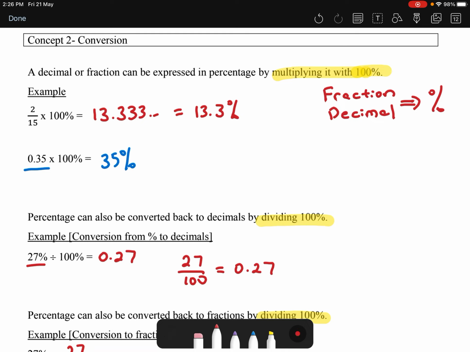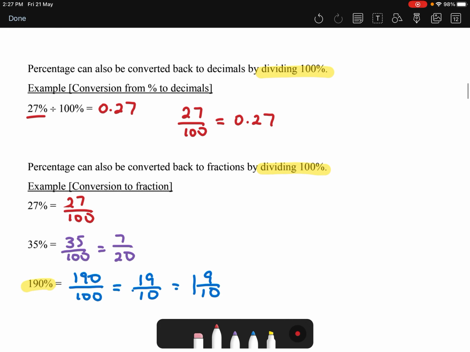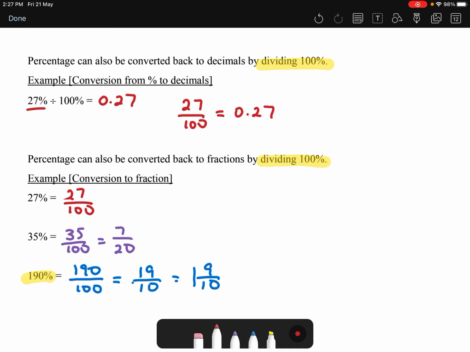Let's say for example number 1, 2 over 15 times 100%, you get 13.3%. If I have a decimal, something like 0.35, you multiply by 100%, you'll get 35%. Of course, I can convert my fraction and decimal to percentage, and I can also convert my percentage back to fraction or decimal. It's just like a reverse, right? Just now I multiply by 100%, now I divide by 100%.